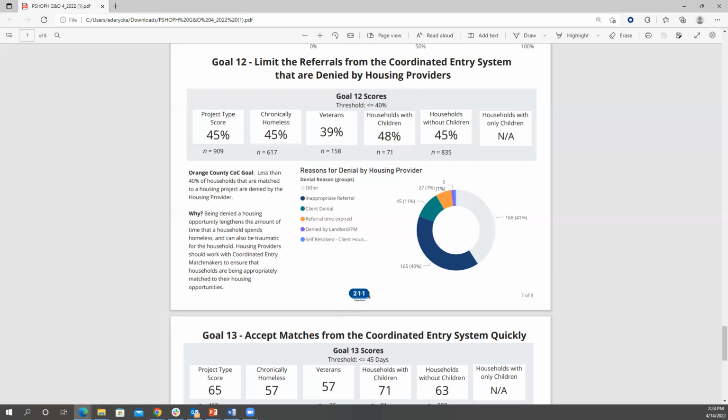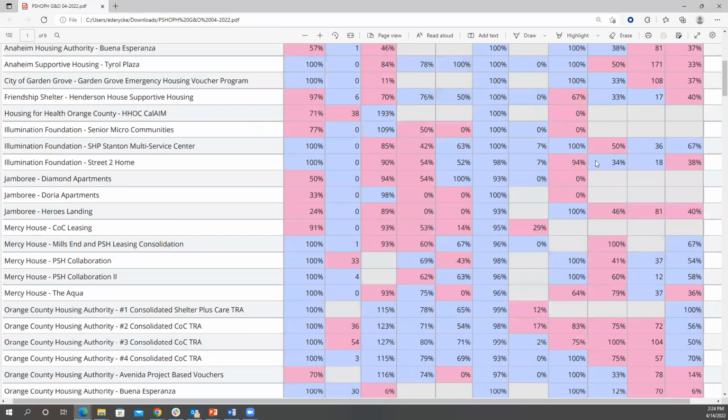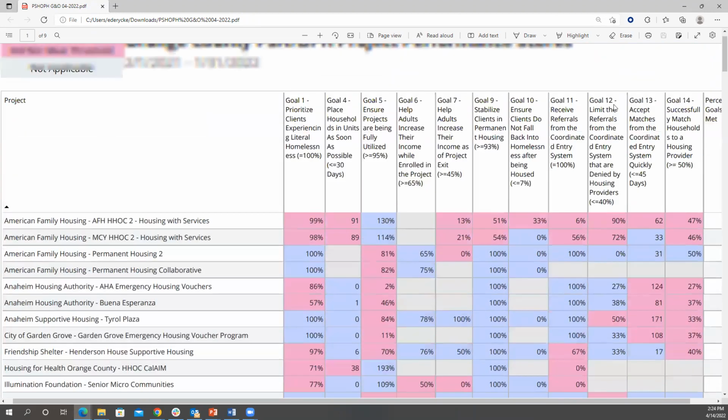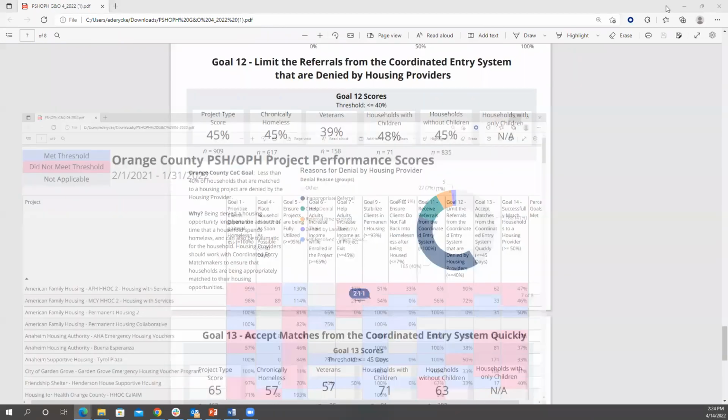Another question, would it be a good idea to share the names of the agencies by name and their performance to the CES leads so they can work to see how to improve referrals? Yes, so they are on here. We could also share, if you wanted, in another format. You can see for each goal how each project performed. So you could do it that way, or if you want a list, we can share that with you also, Myra.